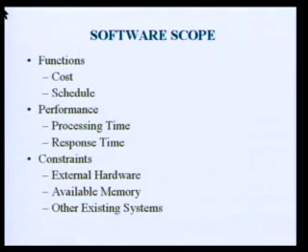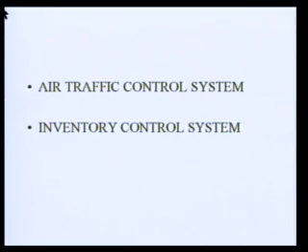So all these things come under constraints. So these three are the most important points in the software scope. Let me just read through all the three points once again. They are functions: in this you will be deciding the cost and schedule. Then comes performance: it is relating to processing time and response time. Then comes constraints: external hardware, available memory, other existing systems. Now let us see to what extent the software scope is very important for the success of any software.